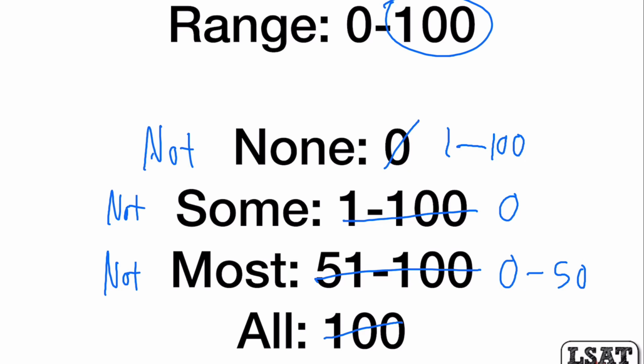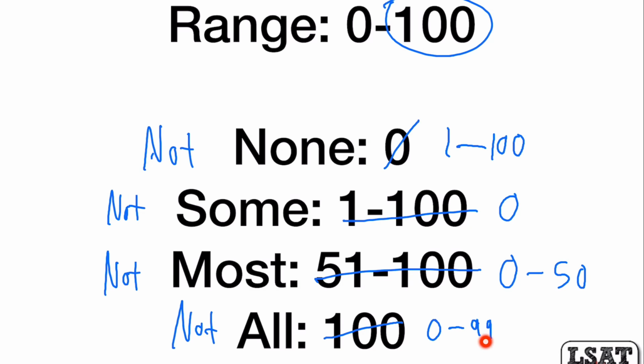And not all? Well, we've got a range of 0 to 100. If we take out 100, we're left with 0 to the biggest number that isn't 100, which is 99. So not all is anything from 0 to 99. So, if I say, like, you're going to lose this fight, not all of your soldiers are alive. Well, that's not very convincing, because it could be that 99% of your soldiers are alive.